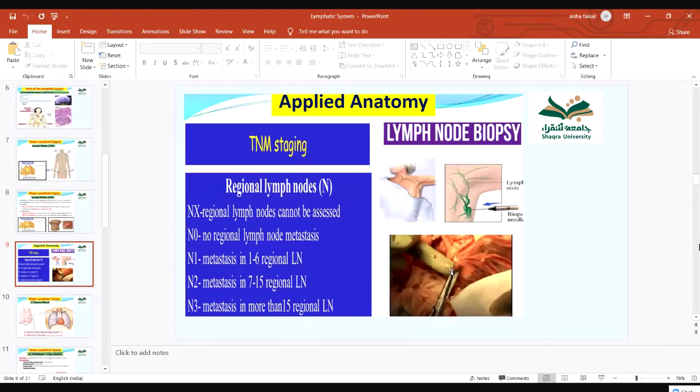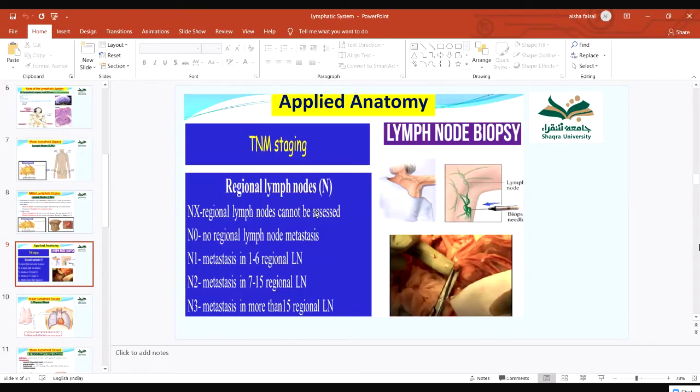So the examination, or biopsy, of the lymph node is done to stage the cancer. What is the staging of the cancer? Okay, so you have TNM staging. In that, N is for nodes.